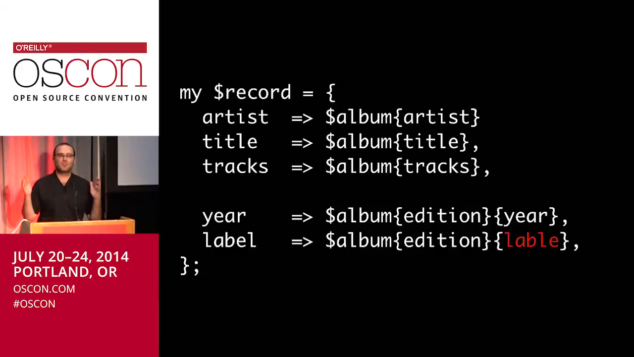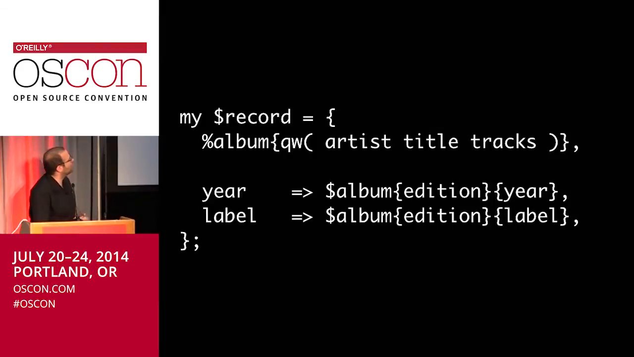Repeating myself is the worst thing. So what we can do now is say, I don't want to have to say artist, artist, title, title, tracks, tracks. I just want to say, give me the subset of the args for artist, title, and tracks. And it works. Why did I stop there, you ask? Why haven't I moved on? Well, I'll tell you why.